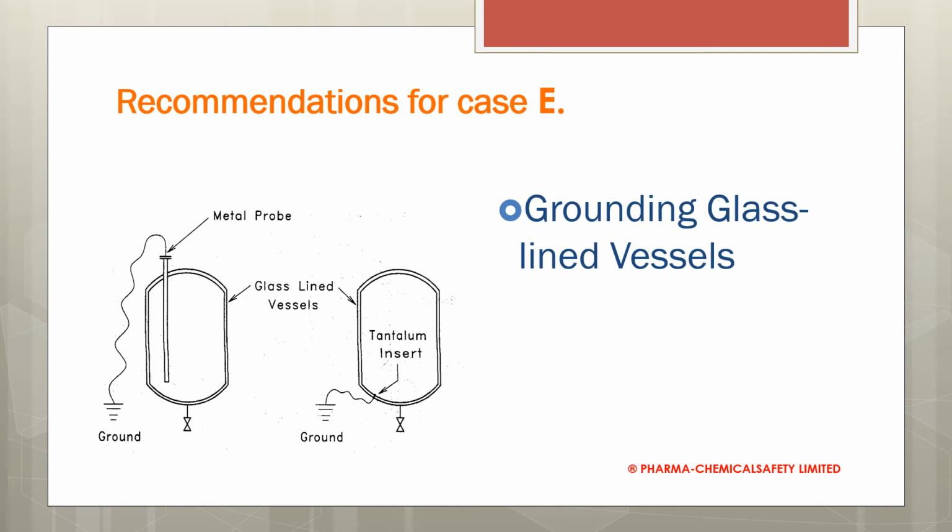Grounding glass-lined vessels. How do I do that? According to the expertise of the manufacturer of these reactors, during the building of the reactor they insert a tantalum patch that you can ground to your ground system. Then your reactor is grounded and you can start dissipating static. The easiest way is to have the insert of tantalum, and then you can ground from there.